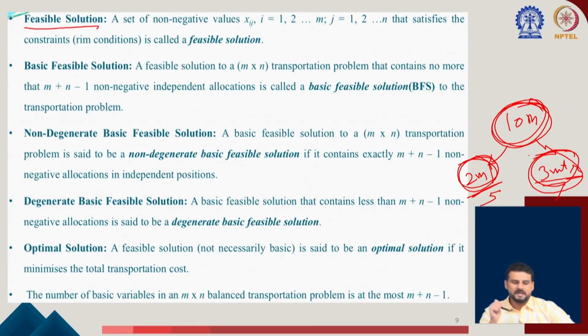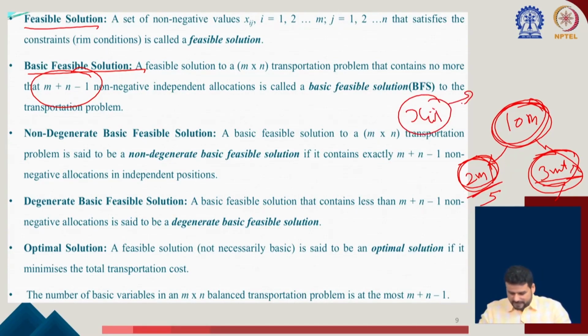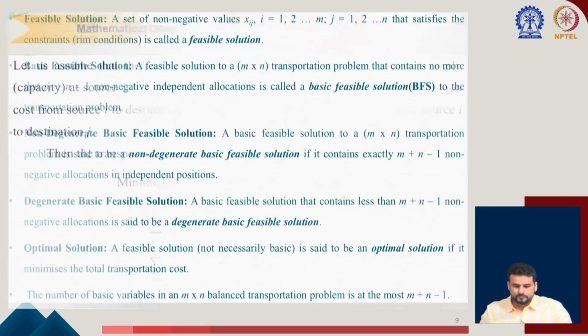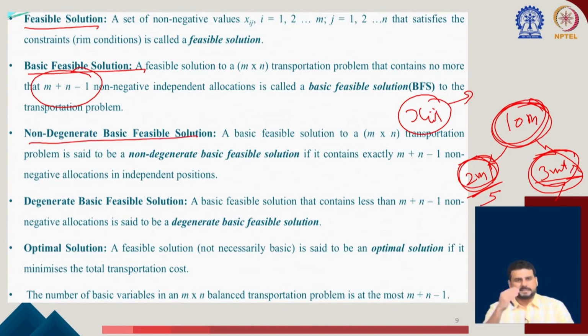Basic feasible solution: in the transportation problem, when we have m plus n minus 1 allocations, then it is a non-negative independent allocation. We will discuss it in the numerical, here it is difficult to understand, but the only thing is the number of xij's should be equal to the order of the matrix minus 1. Order of matrix means the order of this matrix, minus 1. Non-degenerate, we will discuss in detail when we solve the numerical.